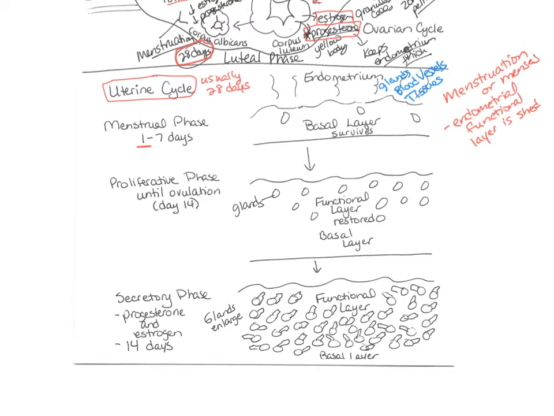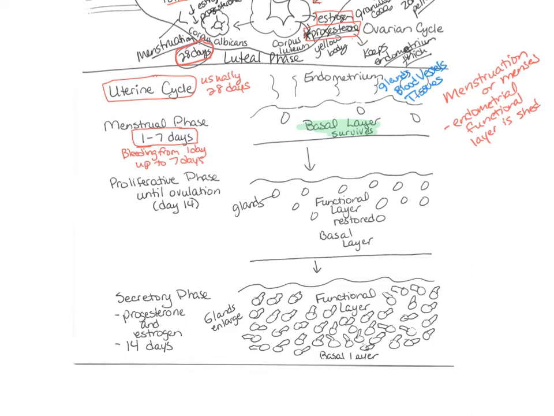There is another layer in the uterus called the basal layer, and the basal layer survives menstruation, and it won't be shed during the menstrual phase. The menstrual phase can last anywhere from 1 to 7 days. This means the female will bleed for 1 day up to 7 days.